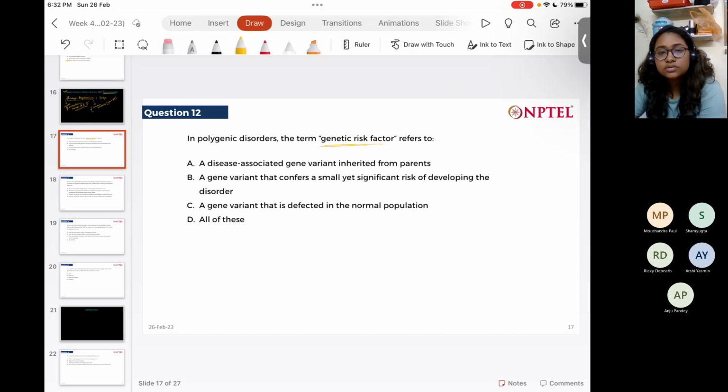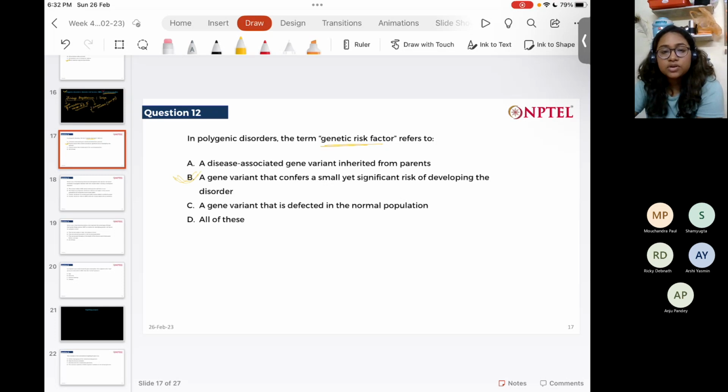Arshi, Anju, would you guys like to try? Option D. So you are wrong. The correct answer is option B.